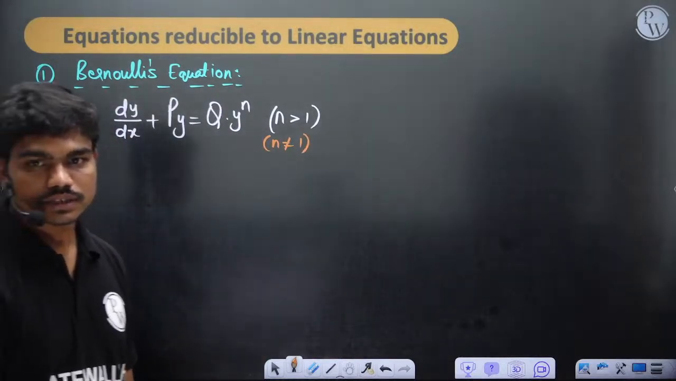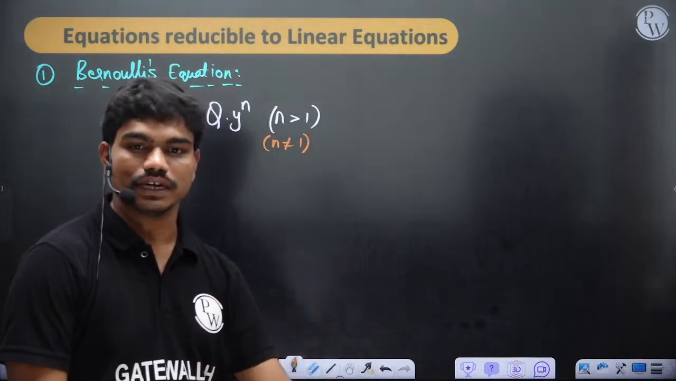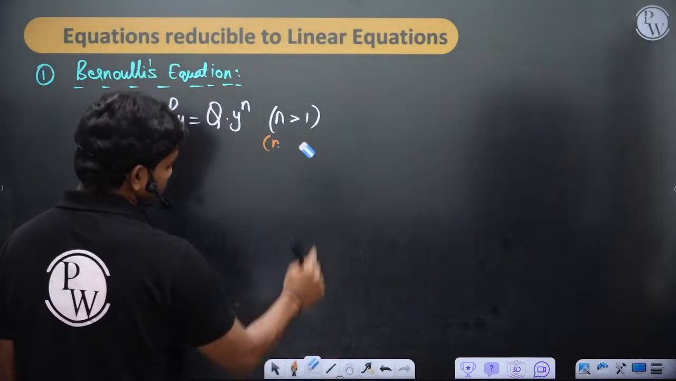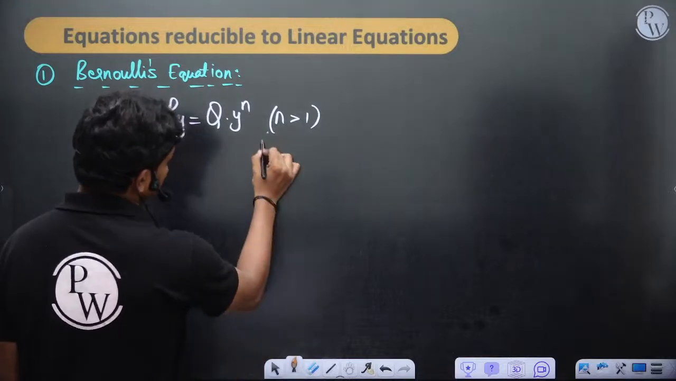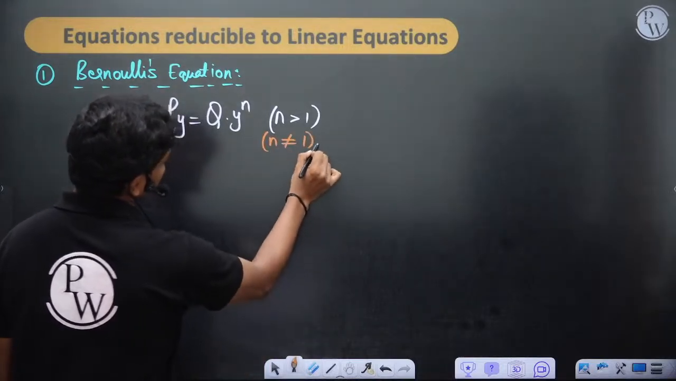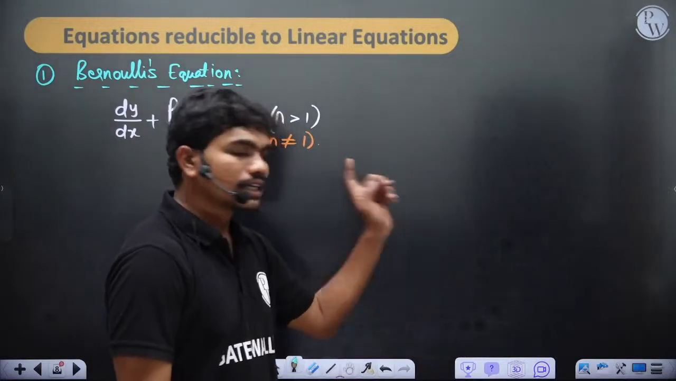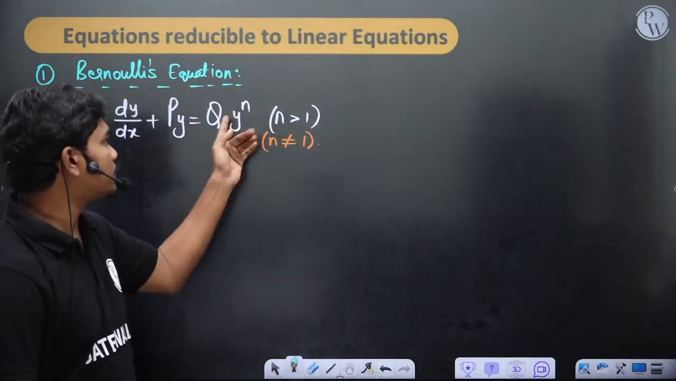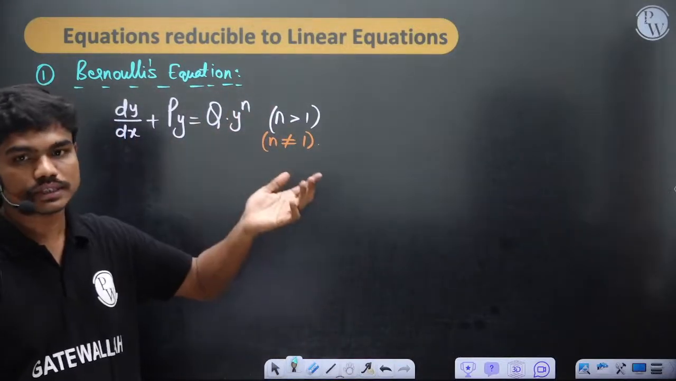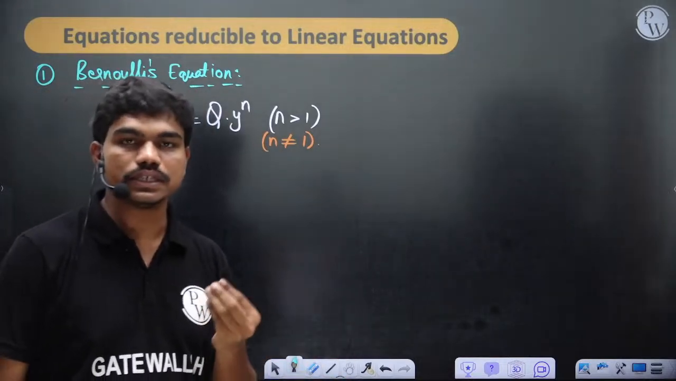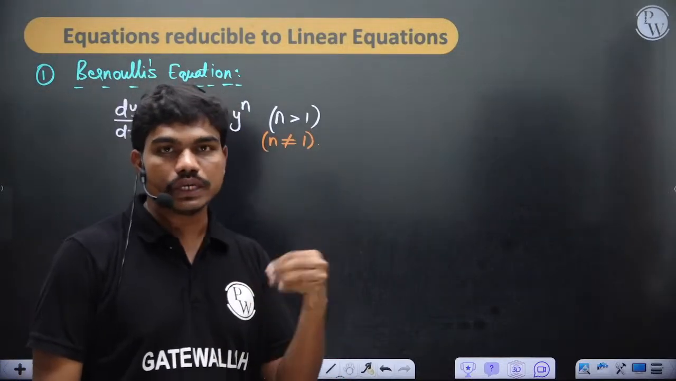Fluid mechanics is a subject, don't worry right now, I'm not going to teach that. So this is n not equal to 1. Now let's see. This is clearly a non-linear equation, right? Because if n is greater than 1, then ultimately the degree is more than 1. So it is non-linear, but by making certain substitutions, we can convert this non-linear equation into a linear equation.